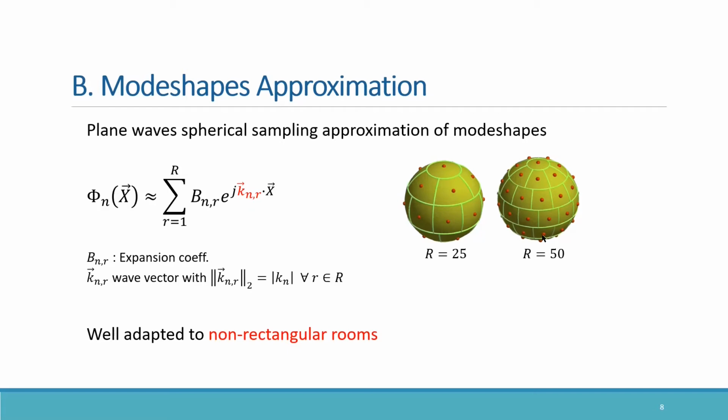The interesting thing about this approximation is that it doesn't really care about what type of mode phi n is. For each and every type of mode in the room, we can find an expression of the approximation using plane waves pointing in different directions. And this is very useful because it is very well adapted to non-rectangular rooms.